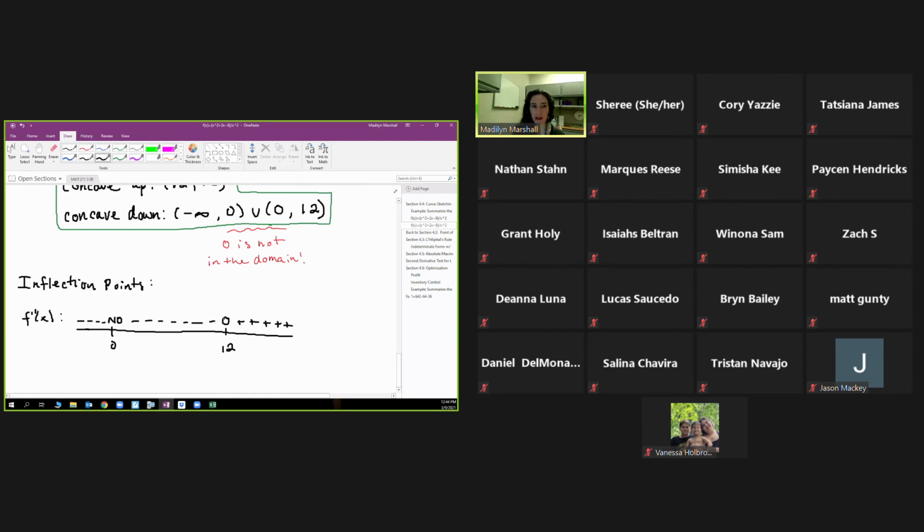How can we tell? I'm a good guesser. It is a good guess. It's where the signs change. Exactly, yes. So an inflection point is where the concavity changes from down to up or up to down, which on our sign chart means the sign changes positive to negative or negative to positive. So this is an inflection point.